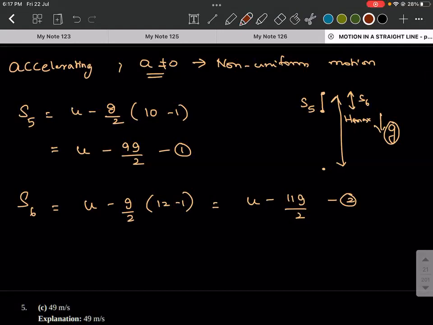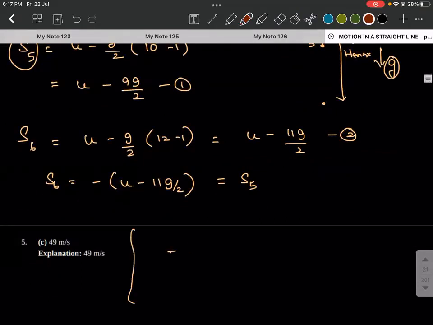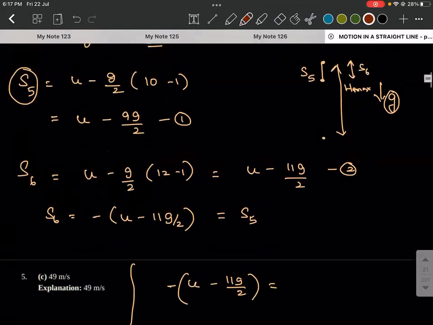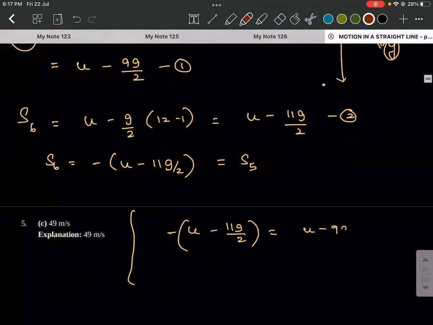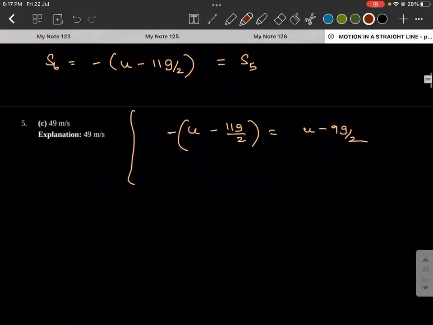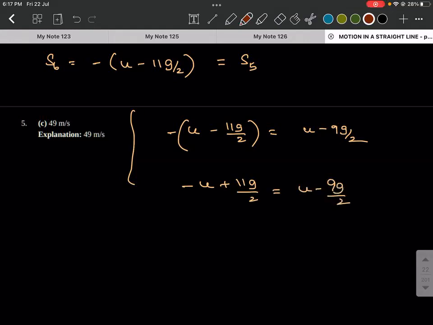Right? But S5 is in upward direction. So if you take upward direction to be positive, S6 should have been negative. So S6 is actually minus of U minus 11G by 2. Now this displacement is equal to S5. So minus of U minus 11G by 2 will be equal to S5, which is U minus 9G divided by 2.